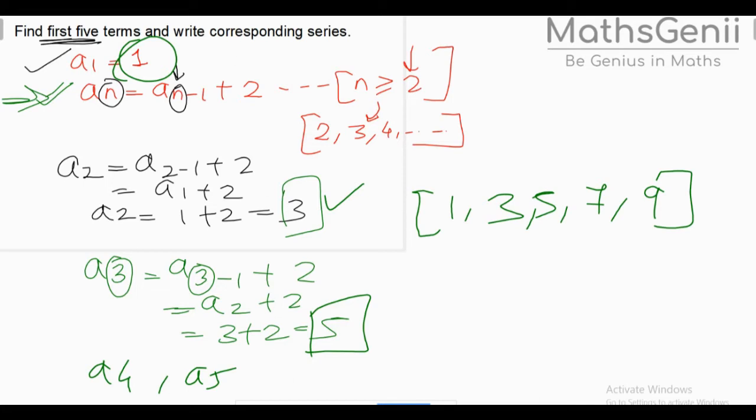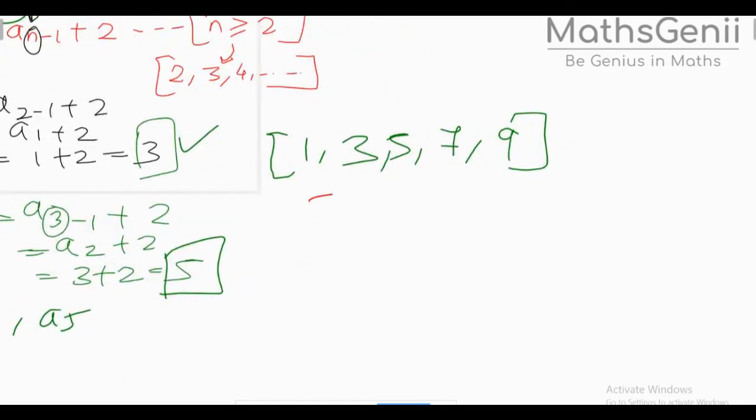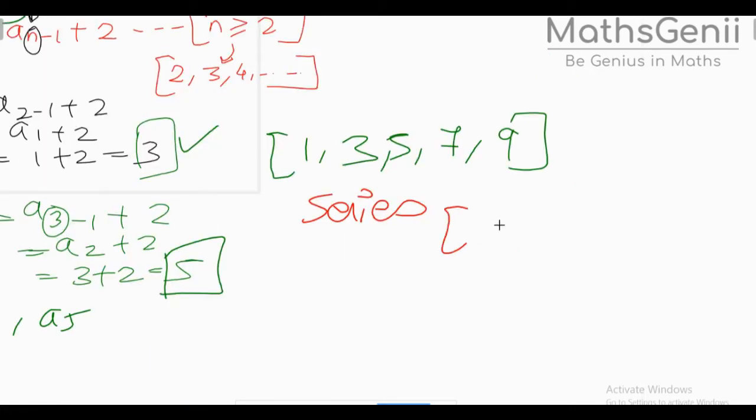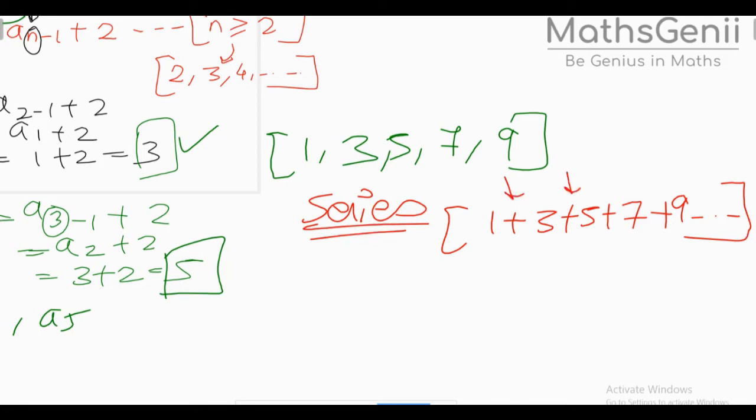And what is he asking me? Look at the question now. Write the corresponding series. Okay. So what will be the series? What did I explain you? What is series? Series is the sequence of sum. So let's just denote it in the form of sum. This is your series. That is sum. That's it. Okay, so I hope basic concept of series is clear.